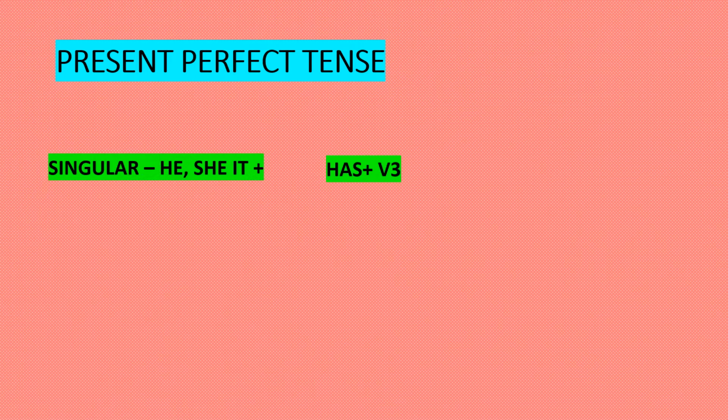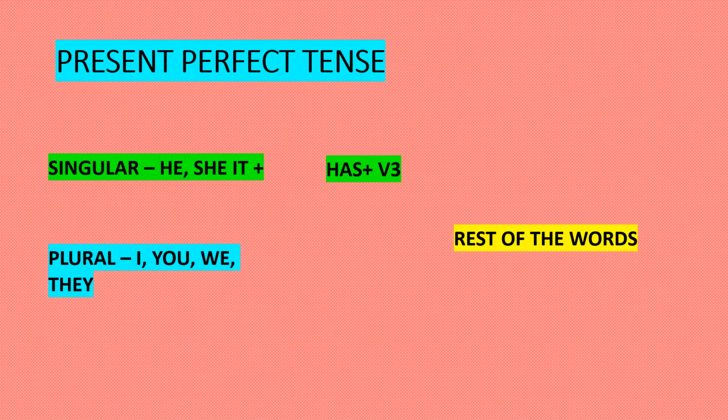So if it is a singular subject, which is he, she, or it, I will always use has with a V3 and the object. On the other hand, if it is a plural subject, which is I, you, we, they, then I will always use have as a helping verb followed by the V3 and the rest of the words in the object.